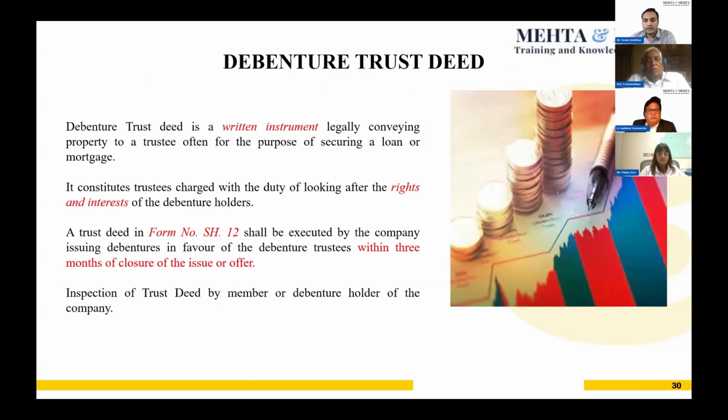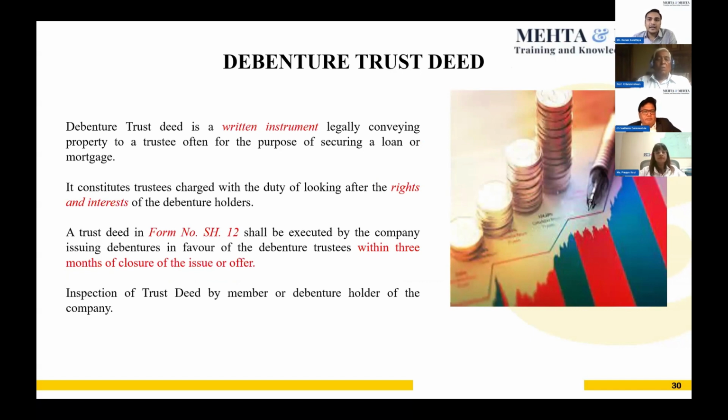Yeah. So, the last condition is for a debenture trust deed. So basically, a debenture trust deed is a written statement legally conveying property to a trustee, often for the purpose of securing a loan or a mortgage. It is a document creating and setting out the terms of the trust.